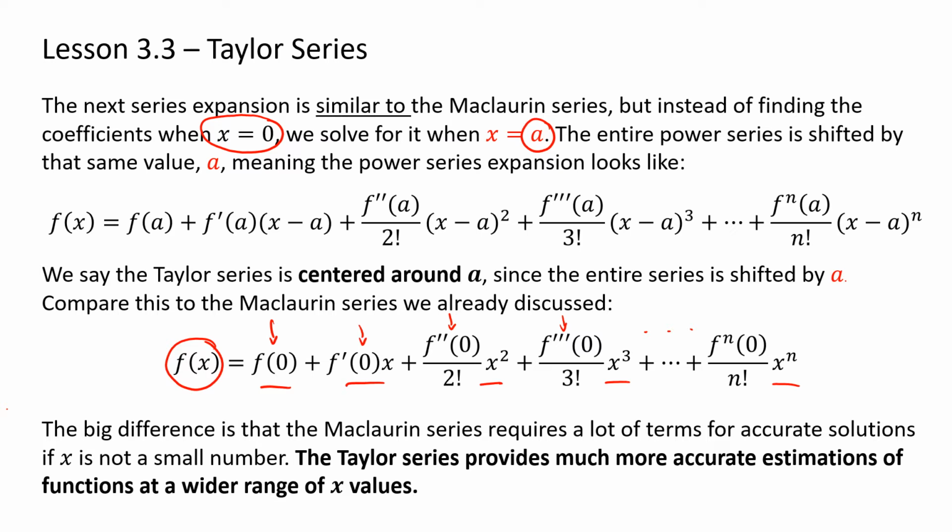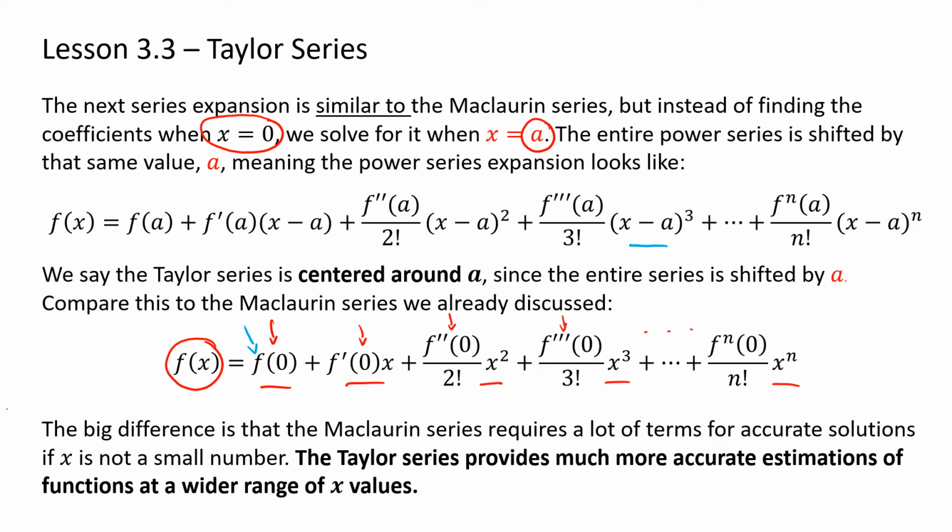So the way this function changes is, remember, from the Maclaurin series, we substituted in 0 to solve for the coefficients. In this case, two things happen. The first is we substitute in a for each of these coefficients. They're still exactly the same: the function at a, the first derivative, second derivative, third derivative. The second is that our x now becomes x minus a. So x minus a squared, x minus a cubed. These formulas will be provided to you, so you don't have to worry about memorizing them.